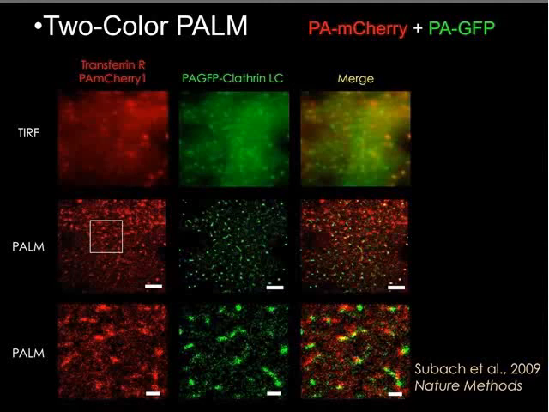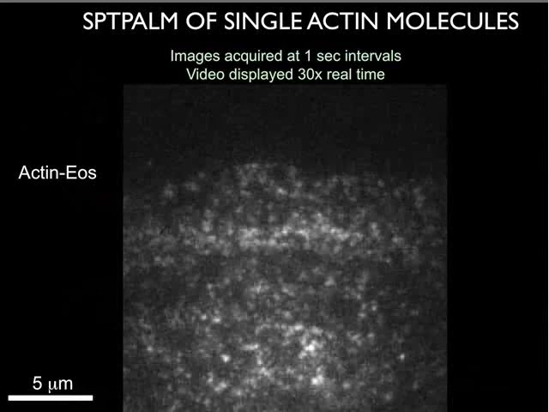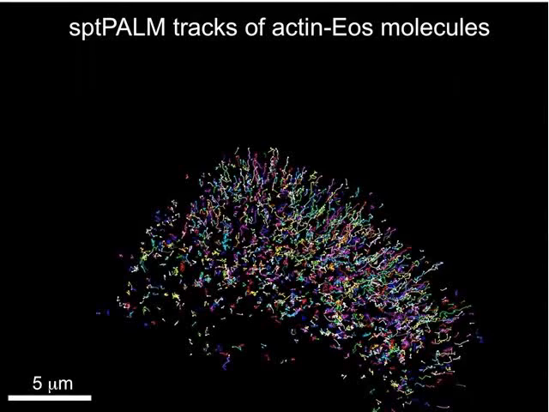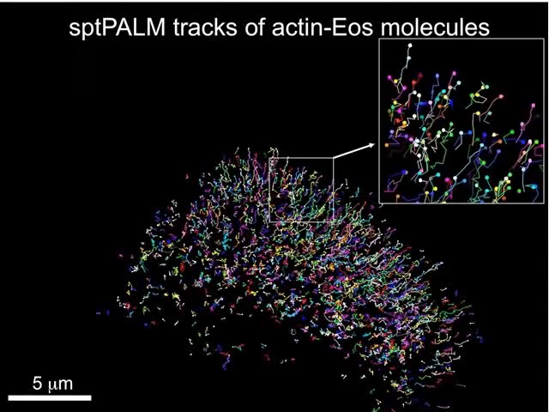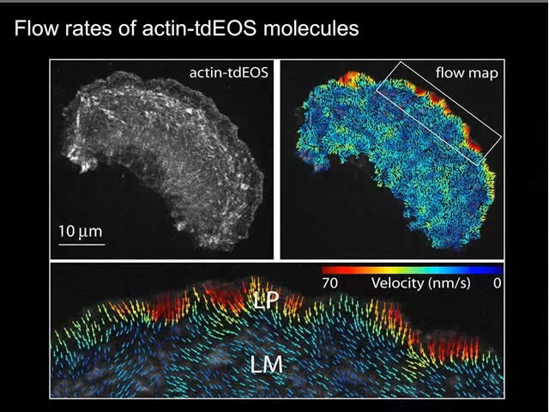It's also possible to use PALM in live cells. And if we show this movie here, what you're looking at is activation of these individual actin molecules. And if we move on to the next slide, we can fit the trajectories of these actin EOS molecules, showing how they're moving with time. We can then plot the flow rates of these molecules to get velocity diagrams, and from that get further, deeper insight into actin dynamics at the leading edge of cells that are crawling like the one illustrated here.